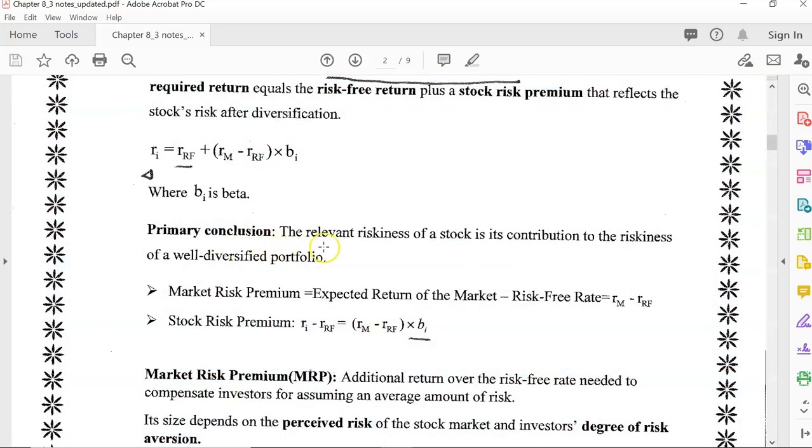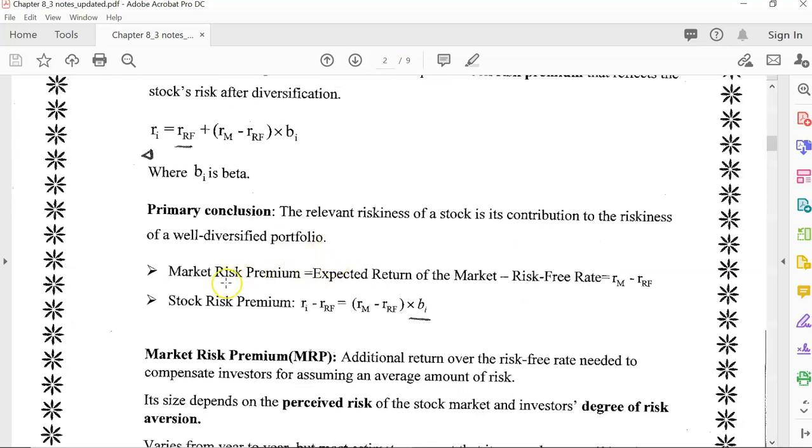Primary conclusion: the relevant riskiness of a stock is its contribution to the riskiness of a well-diversified portfolio. So again, market risk premium is the expected return of the market minus the risk-free rate, RM minus RRF. Stock risk premium has the same structure: RI, the stock return, minus the risk-free rate. It equals the market risk premium multiplied by beta.